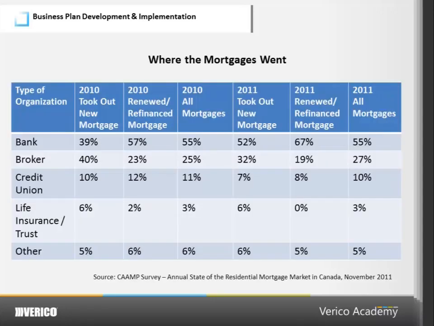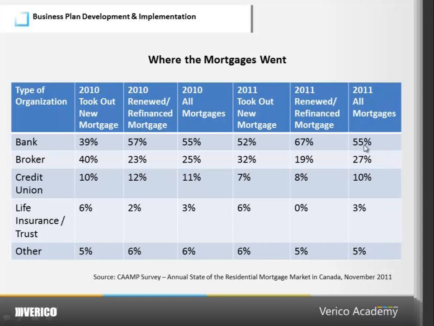This is a chart that will show to you where the mortgages went this year. So let's just take a look at all mortgages. In 2010, 55% went to the bank, and again in 2011, 55% went to the bank. In 2010, 25% went to the broker, and this year 27% went to the broker. In 2010, the credit union got 11%, and they're down this year at 10%. That would be where the broker picked up the extra 1%. And in the other category, 6% in 2010 and only 5% in 2011. These numbers stayed pretty much the same year in and year out.